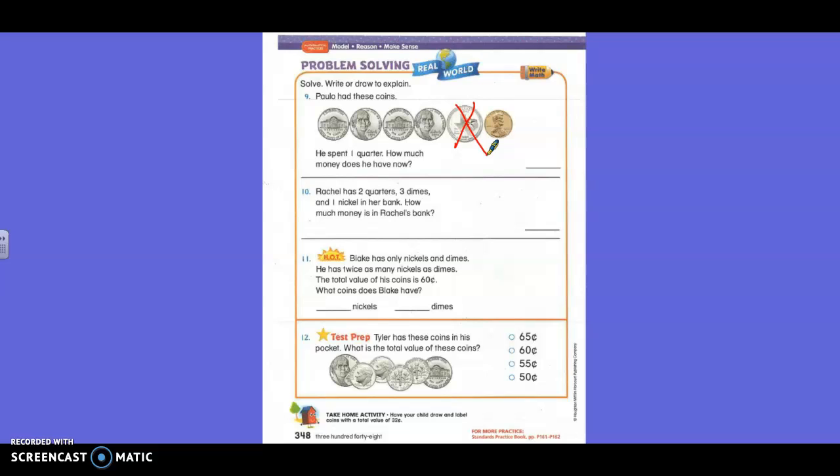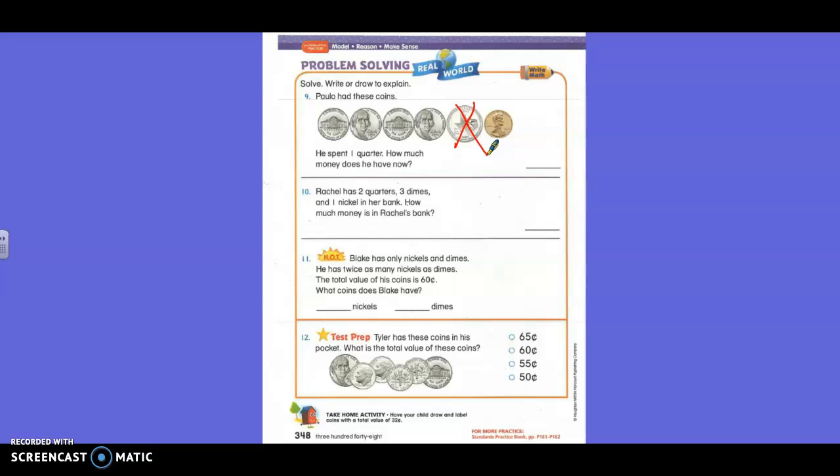Wow. Okay, number 10. Rachel has 2 quarters, 3 dimes, and a nickel in her bank. How much money is in Rachel's bank? Draw those coins and then count them. Okay? All right. Hot problem. Number 11. You don't have to do that now. Just do it when you do it on your own. Okay? We're going to go on. Don't do it now.